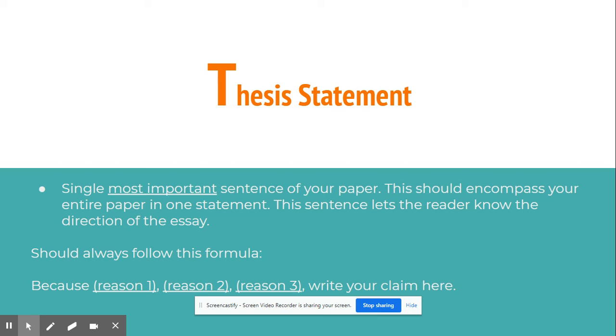Since we're just starting out, I'm going to give you the formula for your thesis statement. This is just until you're comfortable with writing them. So you're going to use this formula down here. Then you're going to give reason number 1, reason number 2, and reason number 3, and then you're going to write your claim. Claim might be a new word for you, but it's simply the position you're taking on the topic. So whether or not you believe justice and forgiveness can go hand in hand. The reasons are the support for your claim.